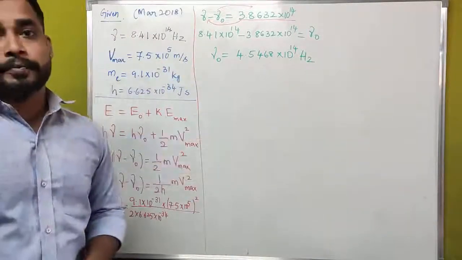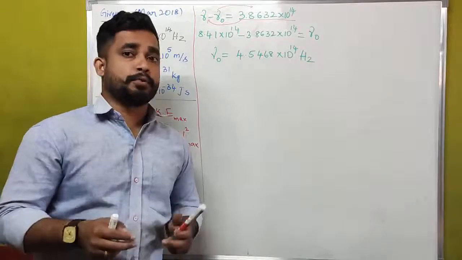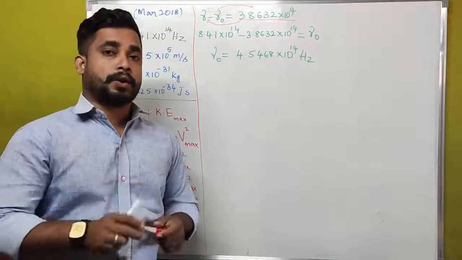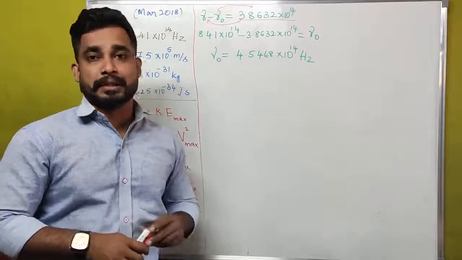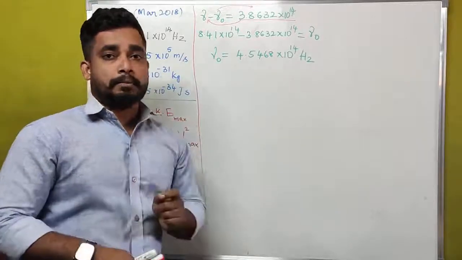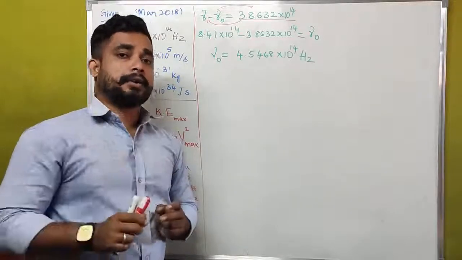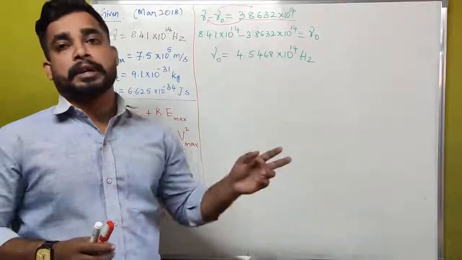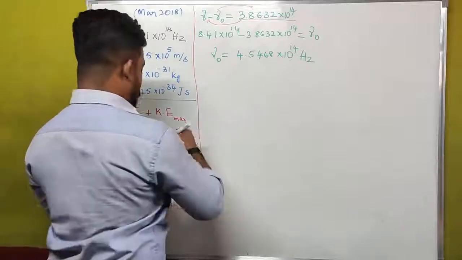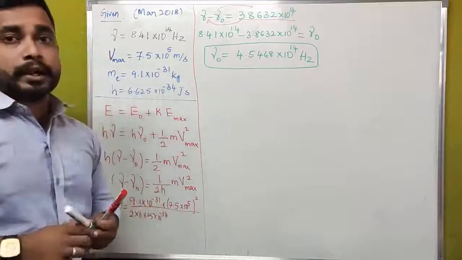Actually, this is the value of the threshold frequency. What is the meaning of threshold frequency? That is more important. Okay. The threshold frequency is the minimum frequency required to eject an electron from its metal surface. That is the minimum energy or the minimum frequency required to eject an electron from its metal surface is known as threshold frequency.